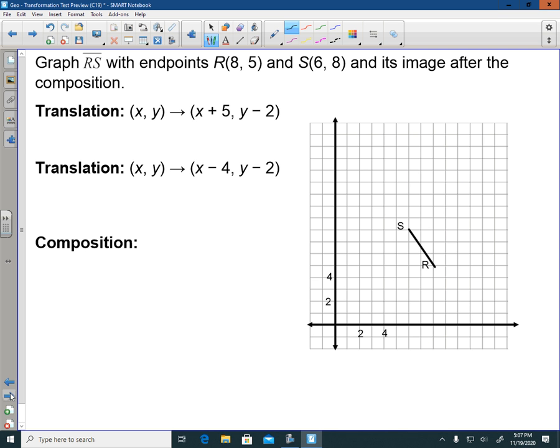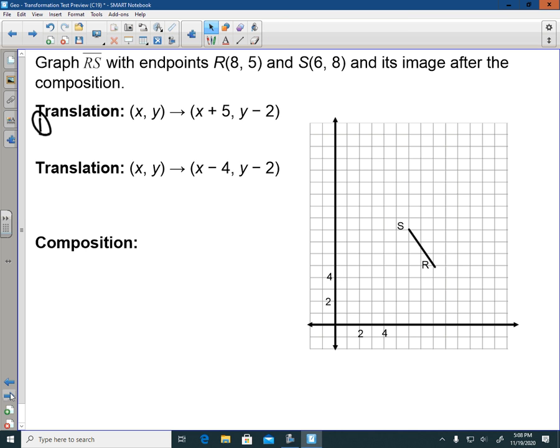Then we started talking about composing translations, where if we do one translation and then another, we arrive at what's called a composition, or putting things together. And so we have a segment RS with endpoints R and S, and its image after a composition. And a composition is just doing one translation and then another translation. Okay? So we're going to do this one first, and the rule is to move your points 5 units to the right and 2 units down.